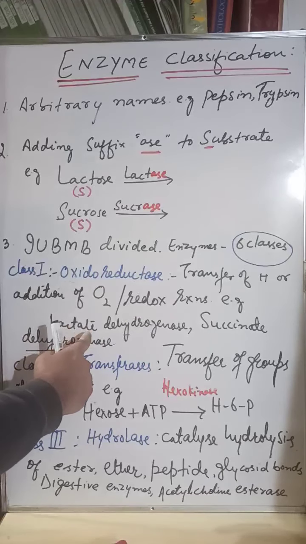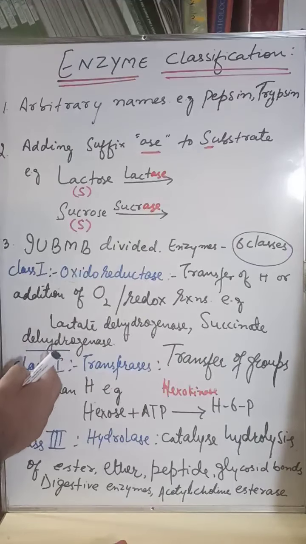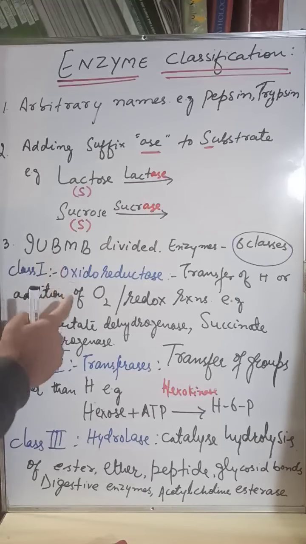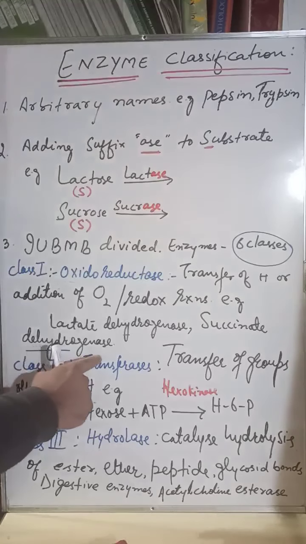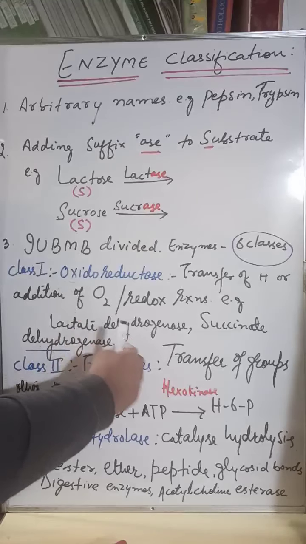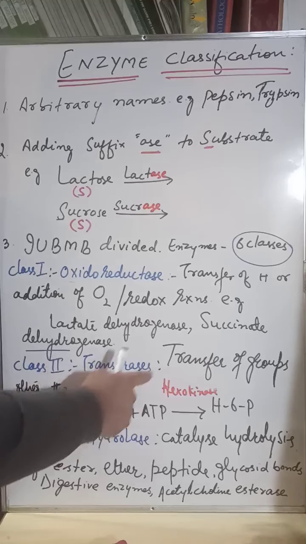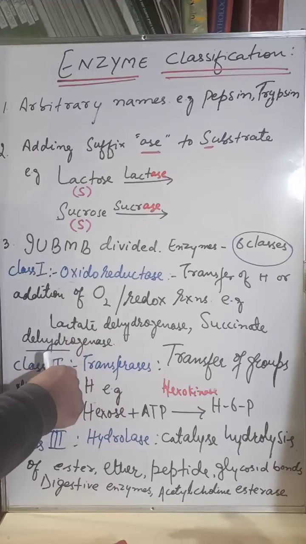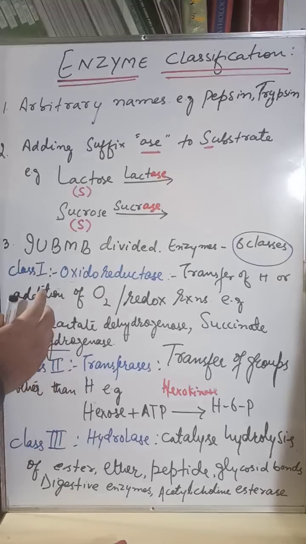For example, there is the enzyme lactate dehydrogenase, and another example is succinate dehydrogenase. So all dehydrogenases belong to which enzyme class? Oxidoreductase, that is class 1. It's a very simple topic. The second class is called transferases. As the name itself says, it catalyzes the transfer of groups, of course other than hydrogen. Hydrogen transfer is not included in this class because it is included in class 1, oxidoreductases. So transferases catalyze the transfer of groups.